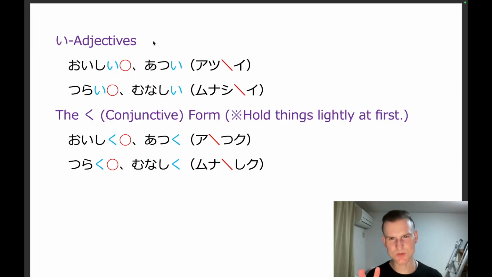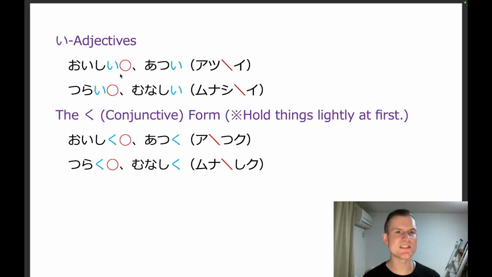Some textbooks will say 2. I think 3 is better. There are i-Adjectives, na-Adjectives, and no-Adjectives. In this lesson, we're going to learn about i-Adjectives. Okay, so as the name suggests, these all end in i.